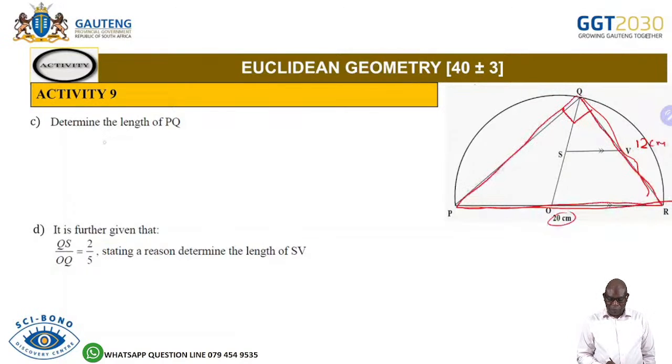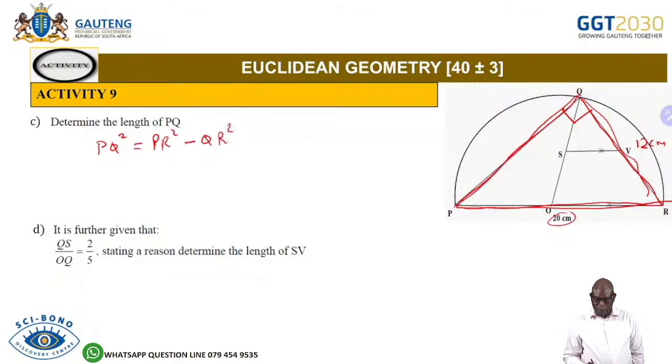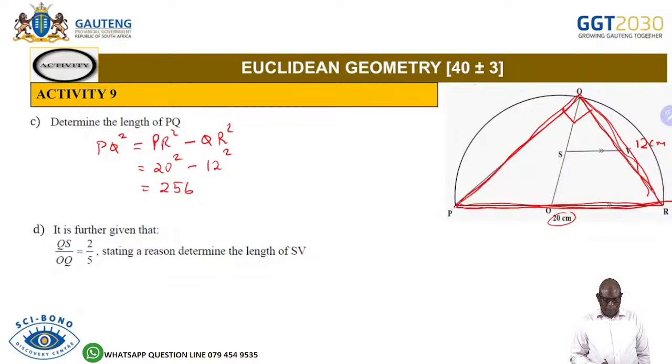Meaning that I can have PQ squared equals PR squared minus QR squared. So PQ squared will be the length of the hypotenuse minus the other side. So I'll have PR is 20 squared minus QR is 12 squared. So 400 minus 144 will give us 256. And PQ will now be equal to 16. So this length here is 16 centimeters. Please write units as they've been given.